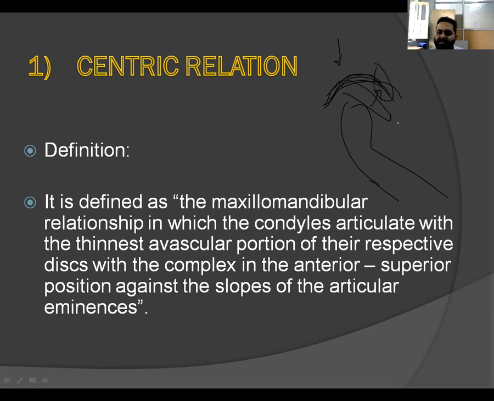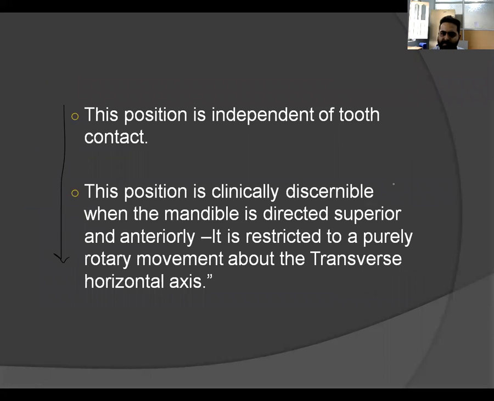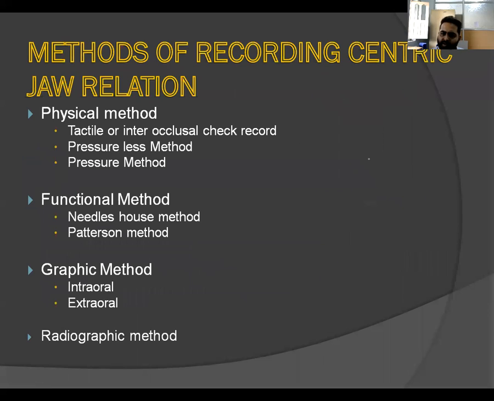Your head of the condyle should be present in this area, not the most posterior position, not a retrograde position. This is the most important position, which can be repeated by the patient. So these are the slopes of the articular eminence. This is the slope of the articular eminence. The position of your articular disc should be in this anterior and superior position. So this is the most important part. It is independent of tooth contact.